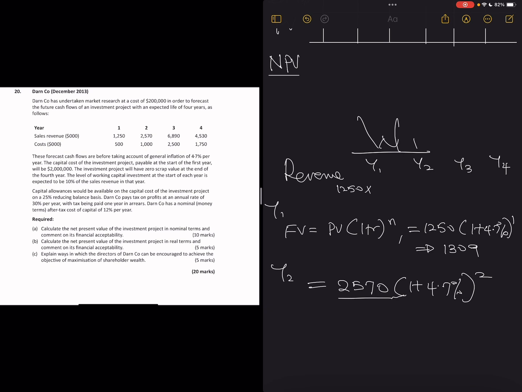The most common mistake I've seen with students is just doing the inflation once. No, please don't make that mistake. Students make these mistakes a lot. So 1.047 raised to power 2, then multiply by 2570, and that gives 2817. We'll do the same thing for all the years. Year 3, the same thing. That's 6890 times (1 plus 4.7%) raised to power 3, and that gives 7908.